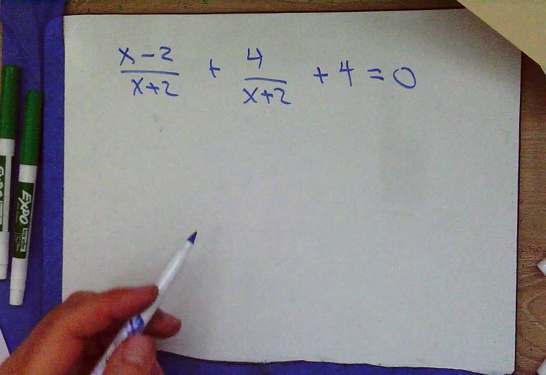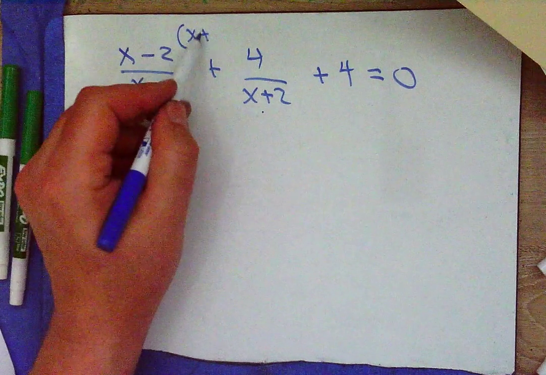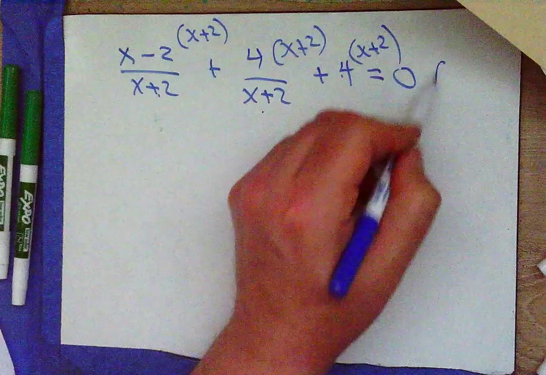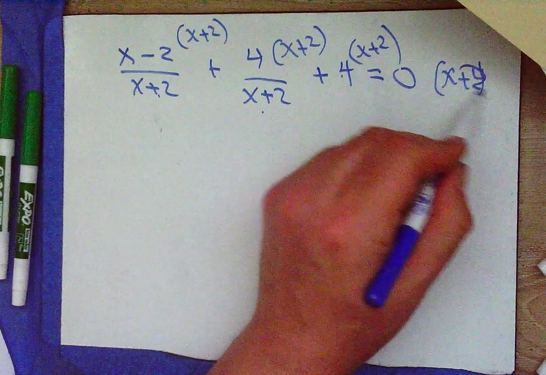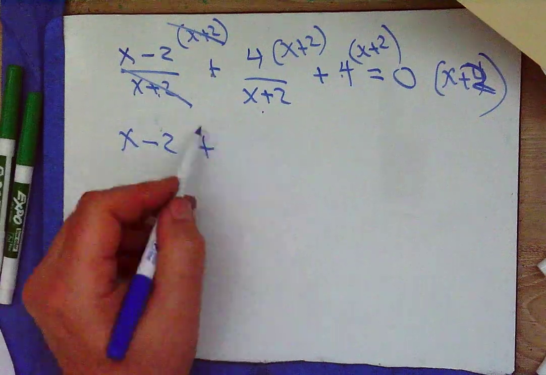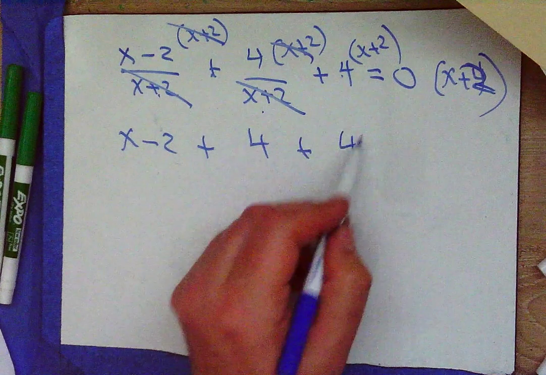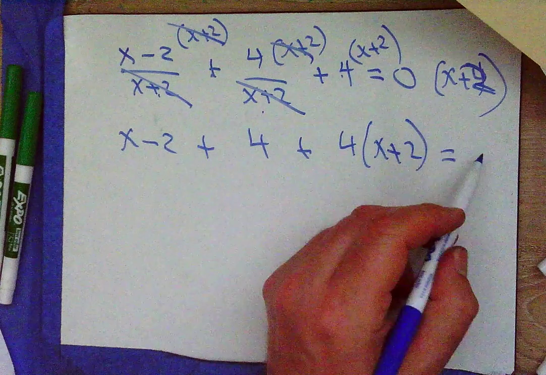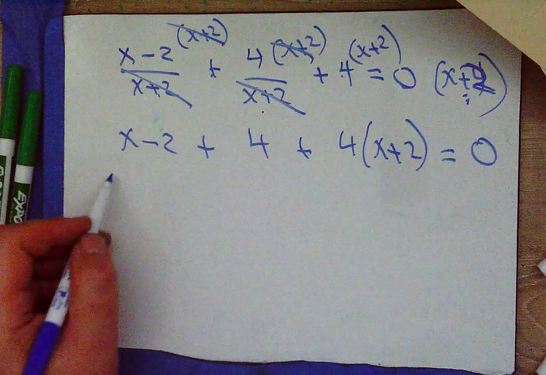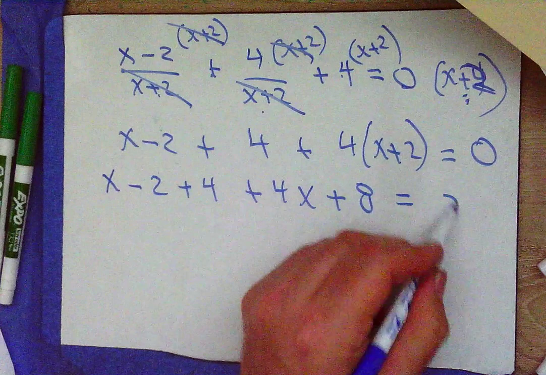A slightly longer way, but one that will always work, is, hey, I see this denominator here. The first thing I want to do is multiply everywhere by that denominator, including here and here. Okay, so here these cancel. I have x minus 2, then the plus sign. These cancel, giving me 4 times x plus 2 equals 0 times this stuff, which is still 0. So I've got x minus 2 plus 4 plus 4x plus 8 equals 0.